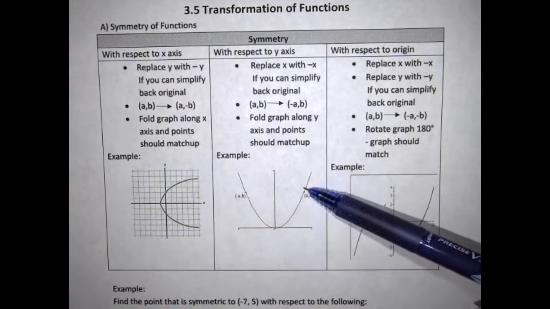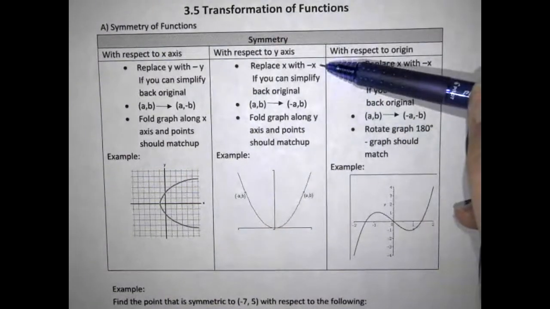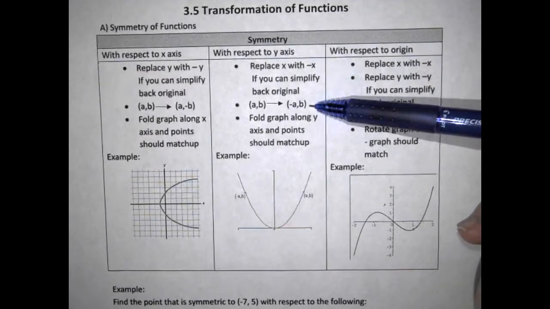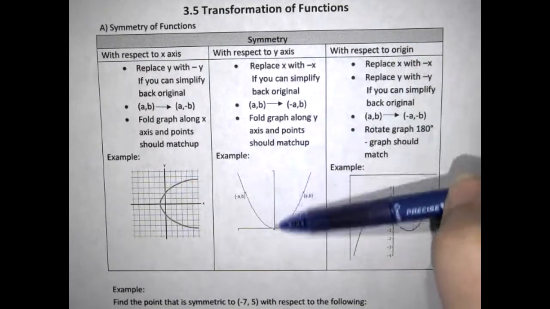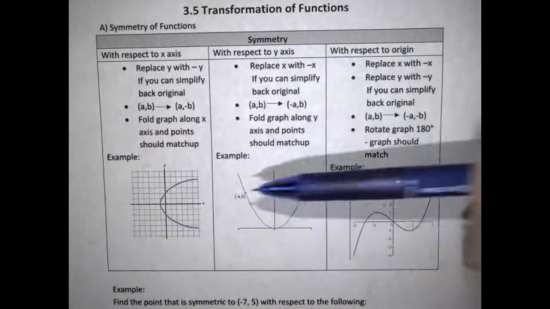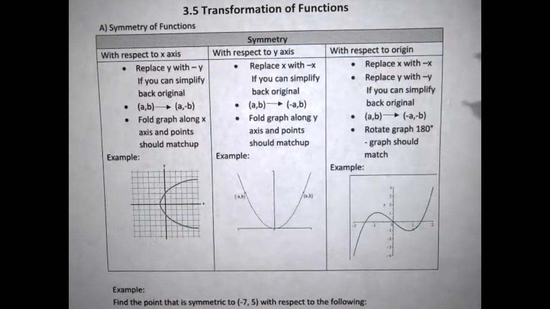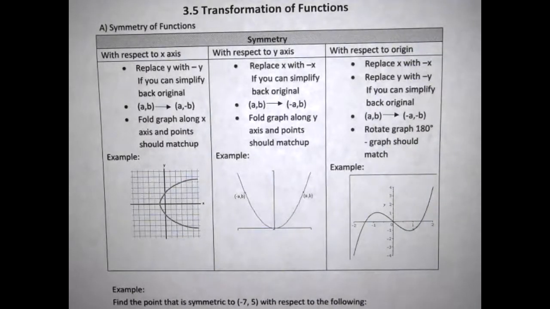Okay. The same is going to hold true with your y-axis, where you're going to replace your x with a negative x, do the same exact thing. So you can see here that your point difference would be (a, b) versus (negative a, b). And if you look at this graph here, if we fold along that y-axis, everything on the left matches to what's on the right.